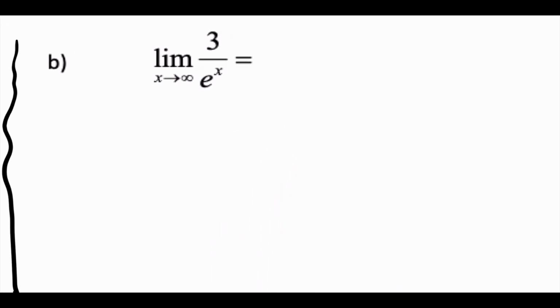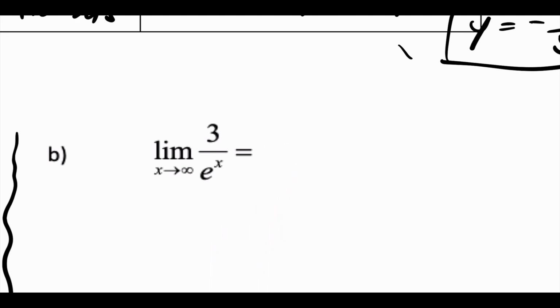So let's go down here. The top, 3 is a constant. Is that going to grow? No, it's going to stay 3. Bottom is an exponential. How do I know it's exponential? Not because it has e, because not all exponents have e's. Because where's the x? Exponent. When the exponent is a variable, you got exponential.